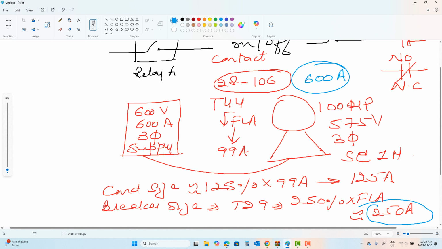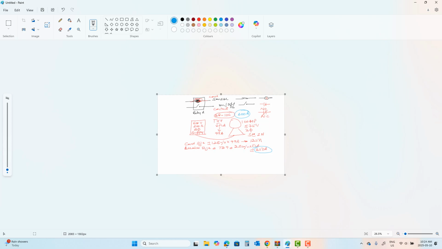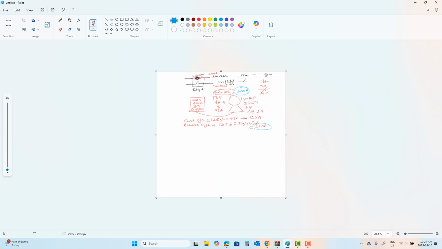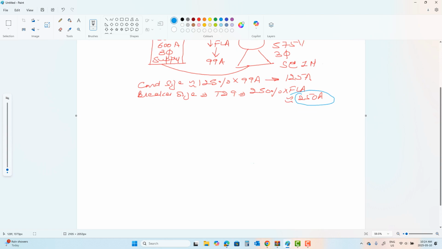Okay? To save the motor from burning, we need to put something called a motor starter. So redrawing the same diagram with a motor starter is what I'm going to do on the bottom part of the page. So we still have the three-phase supply, 600 amps, 600 volts, three-phase input.